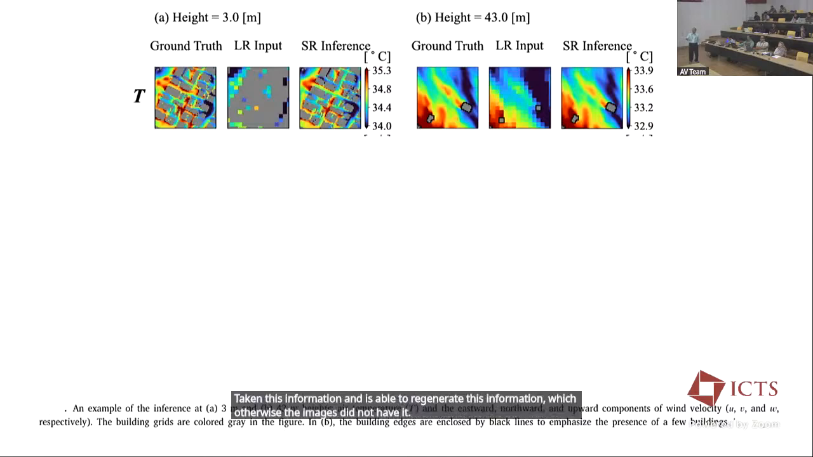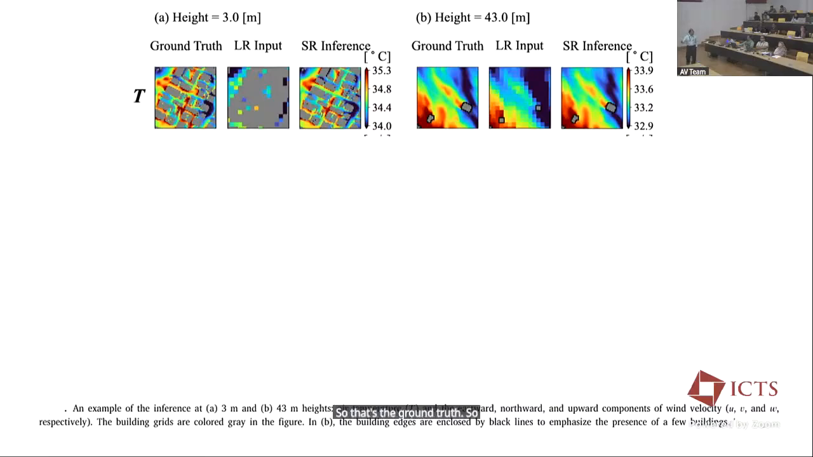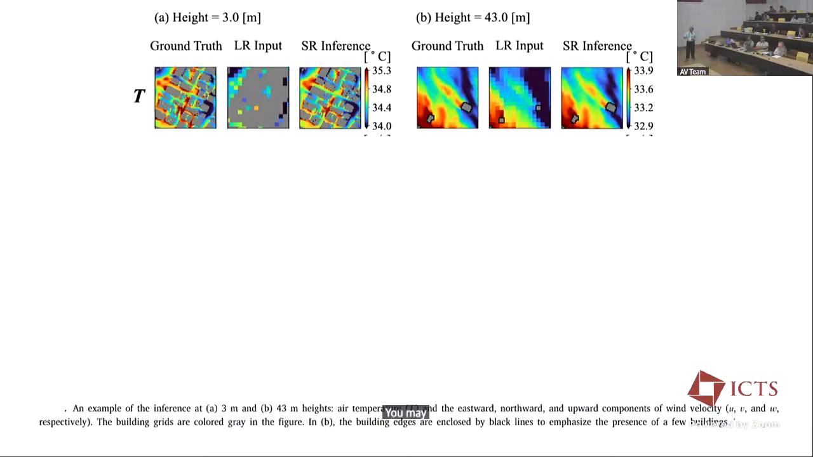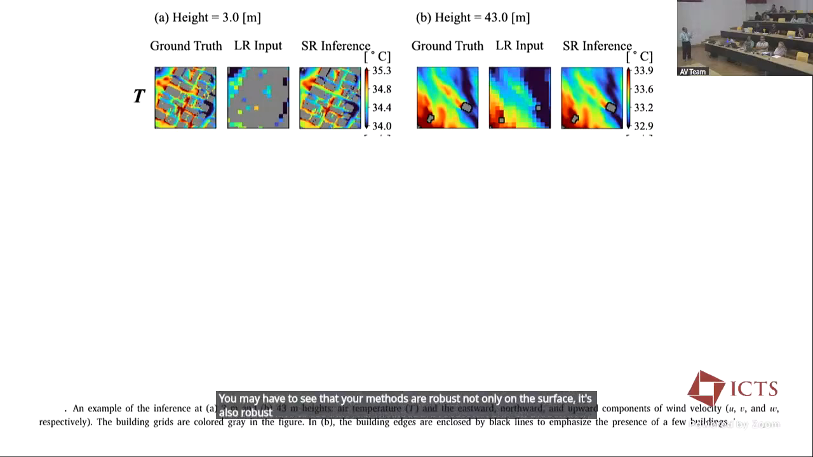So that's the ground truth. This is at the height 3 meters. So you need to have a gradation of heights. We know various spheres, the troposphere and different spheres, if you want to go from the surface of the earth, you may have to see that your methods are robust, not only on the surface, but also robust enough at various levels from the surface of the earth. So this is the 43 meters.